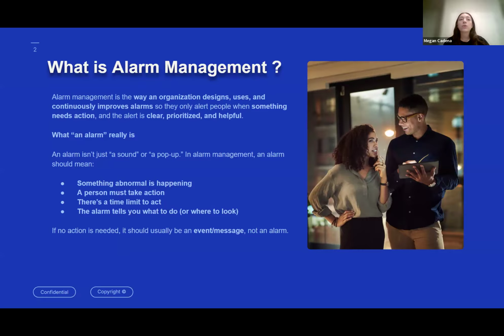In alarm management, an alarm should mean at least four things. One, something abnormal is happening. As well, a person must take action, there's a specific limit to the time to act, as well as the alarm should tell you what to do or where to look. If no action is needed, it's usually considered an event or a message, not typically an alarm.